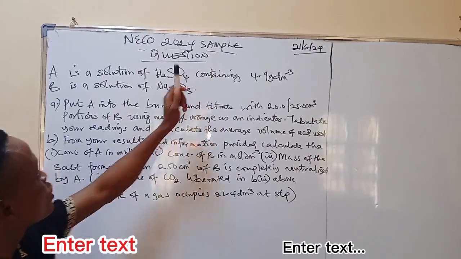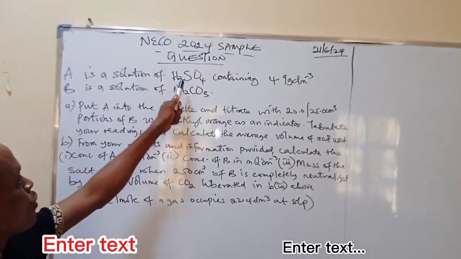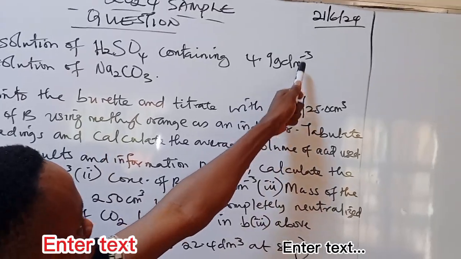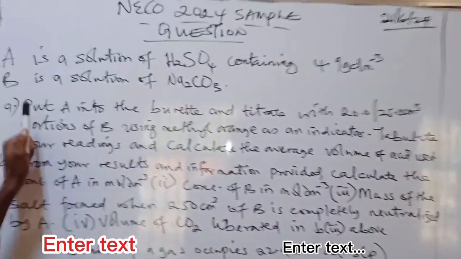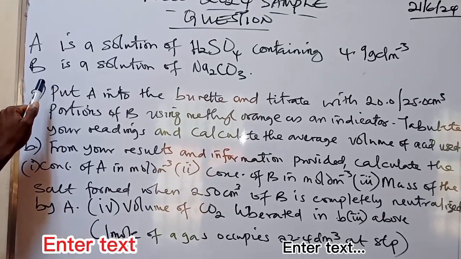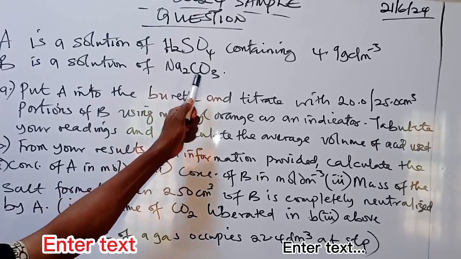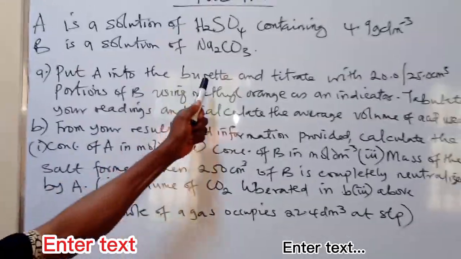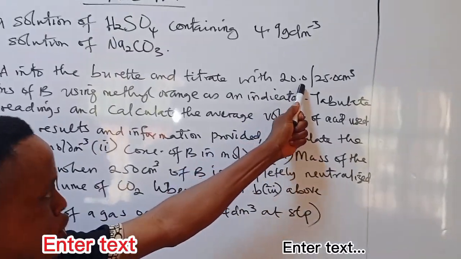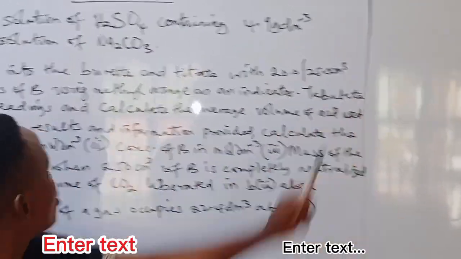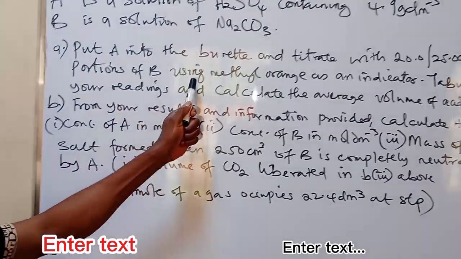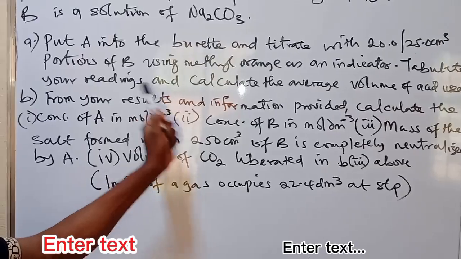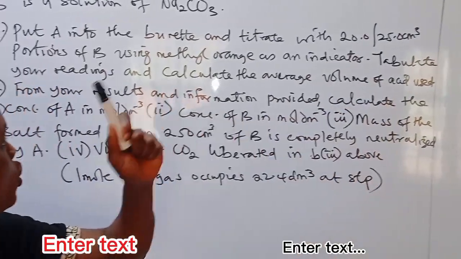NECO 2024 sample question. A is a solution of hydrogen tetraoxosulfate VI containing 4.9 grams per dm cube. And B is a solution of sodium trioxocarbonate IV. Now the instruction says put A into the burette and titrate with 20.0 or 25.0 centimeters cube portions of B using methyl orange as an indicator. Tabulate your readings and calculate the average volume of acid used.